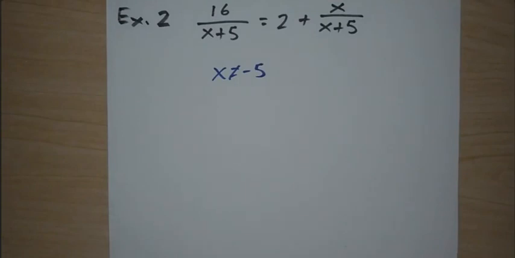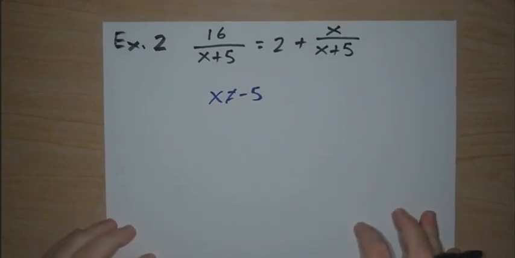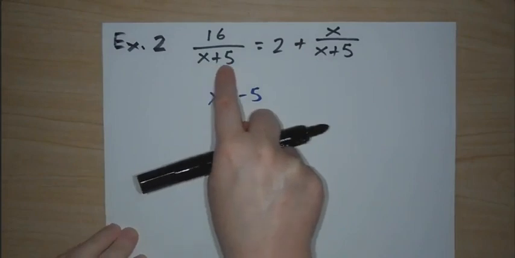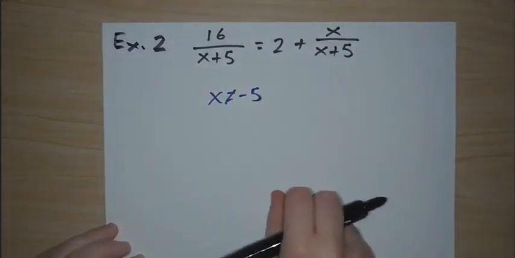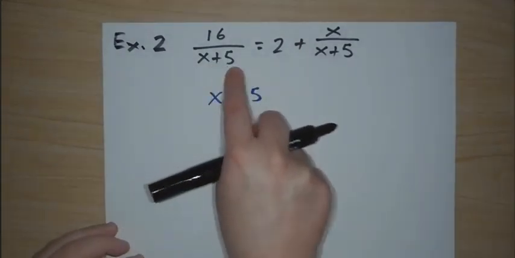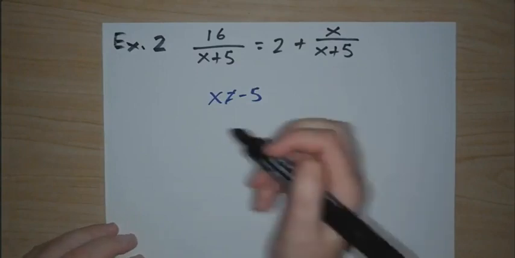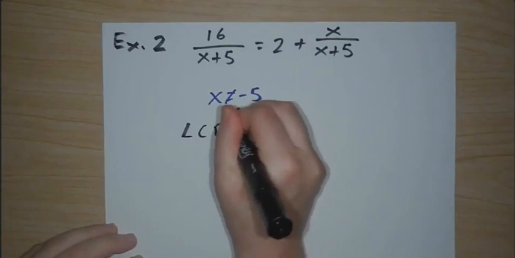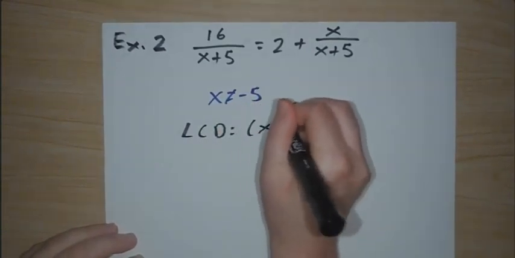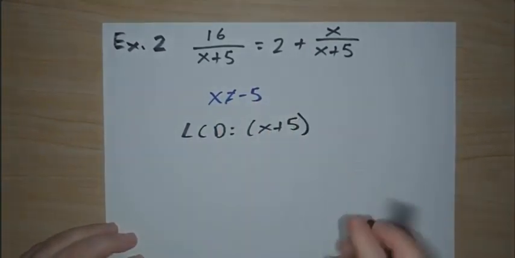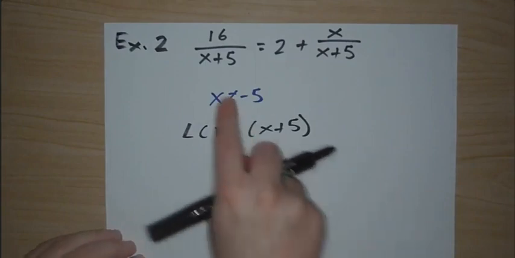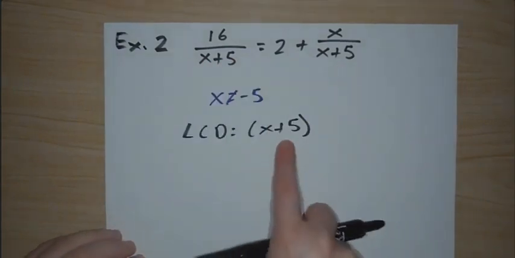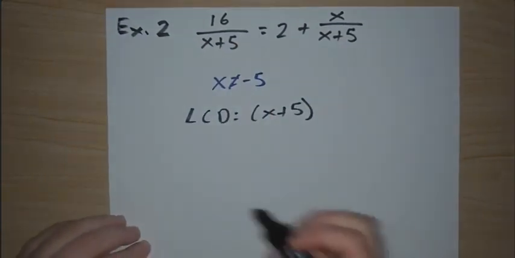we are going to find our LCD, our least common denominator, between all of these terms. And we'll notice that they have a common denominator of x plus 5 and x plus 5, and no other denominators. So our LCD is simply x plus 5. So we're going to multiply each side of the equation by the LCD.